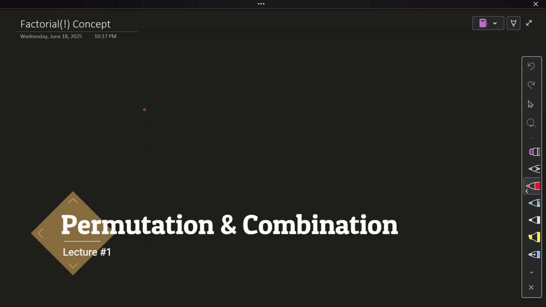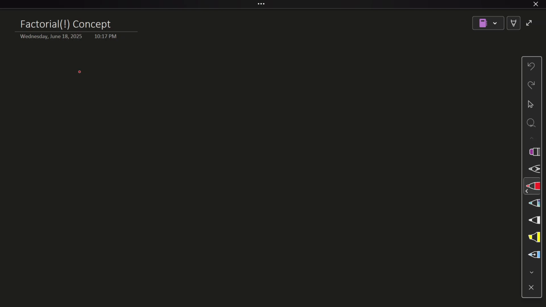Alright, so we're going to start off with factorial. Factorial is really important and the most simple yet fun concept. So let's think about it. By the way, what does factorial tell us?